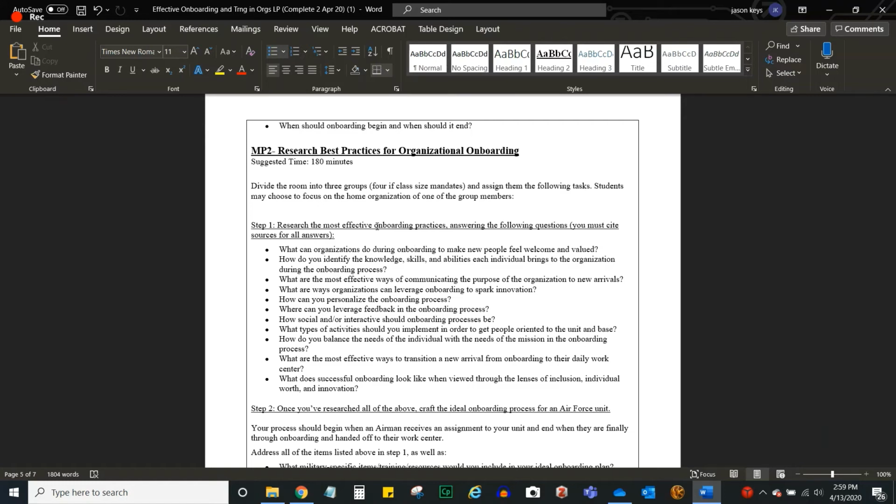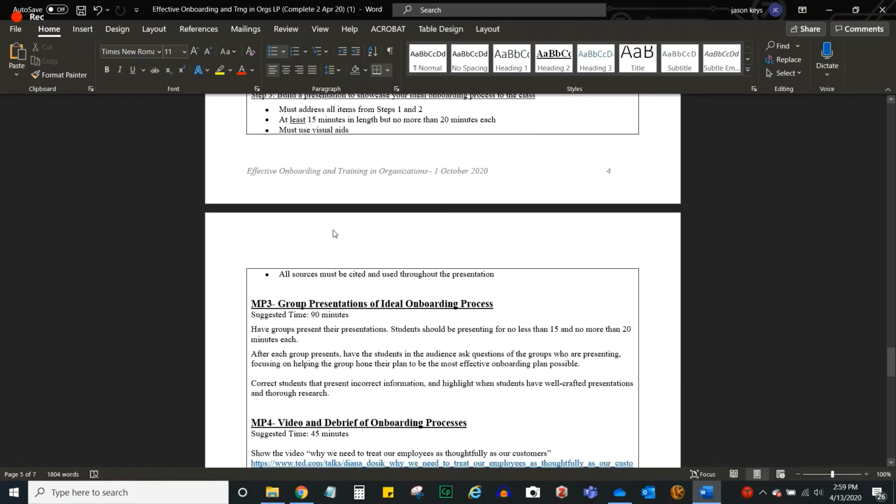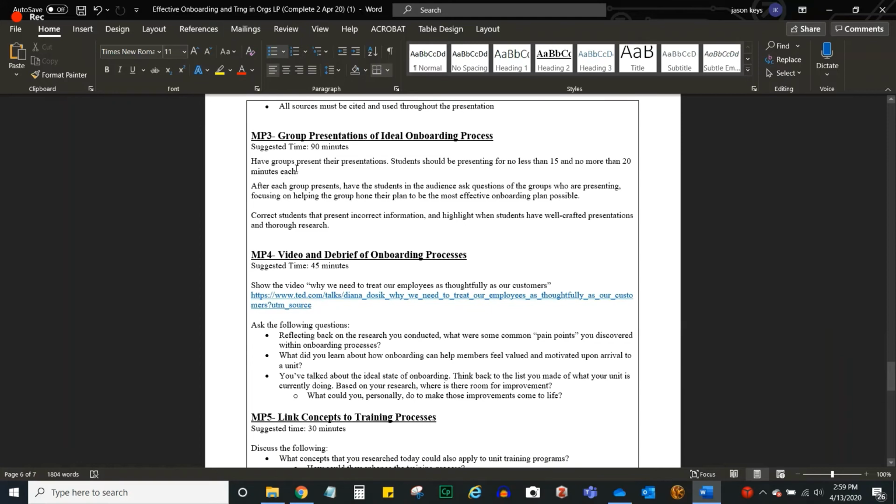And so we want the students to go out there and research and find whatever they can find on their own, which is why we did not give them a starting point for where to do their research here. So that is intentional. Main point 3, super easy. They are going to just present what their ideal onboarding process looks like.